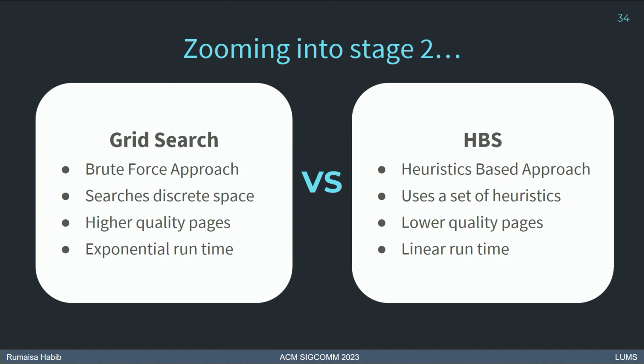At stage 2, we design two approximation algorithms. Firstly, there's grid search, which is a naive brute force approach, which searches a discretized space of possible optimizations. This results in high-quality pages. However, it runs in exponential time, so it's not very suitable for dynamic pages that would need to be transcoded more regularly. That's why we also devised a heuristics-based approach, which results in slightly lower quality pages as compared to grid search, but it runs in linear time.